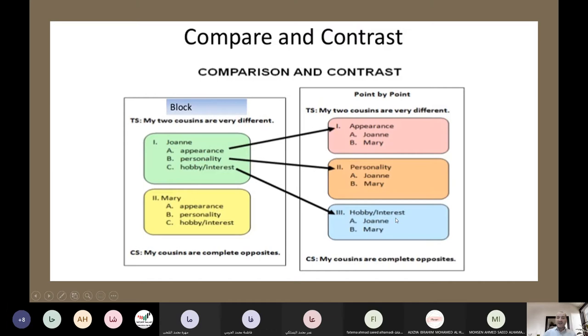You get a point and talk about online and face-to-face instruction under the same point. This is called point by point. What about block? Okay, here's an example: two cousins are very different. We have this topic, face-to-face and online. You talk about face-to-face in the first paragraph and cover all the points related to face-to-face. Then you move on to the other side, which is online or distance learning, and you cover the same points, but related to online. This is called block writing, if you compare and contrast between two things. You have a lot of examples, and you can practice a lot of writing using the block or point-by-point pattern.